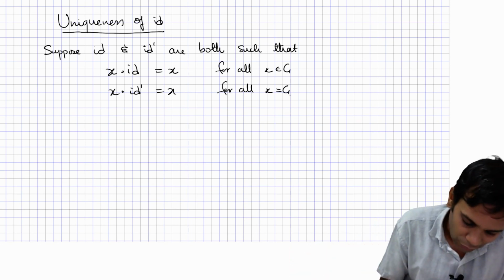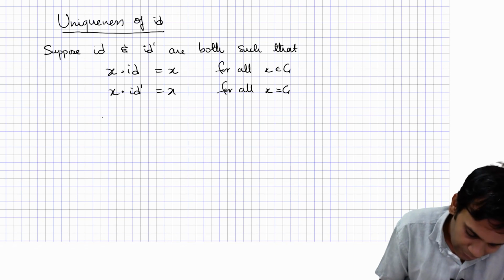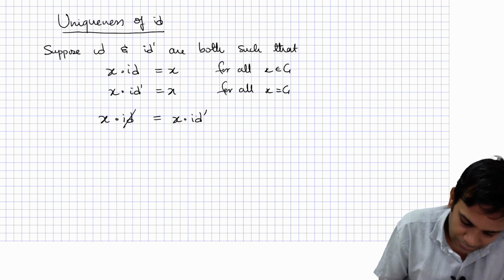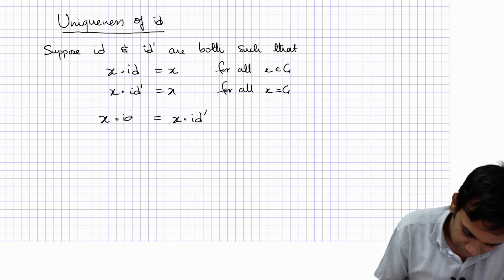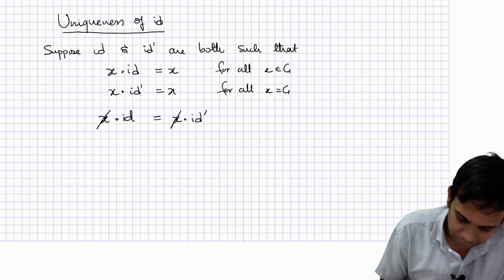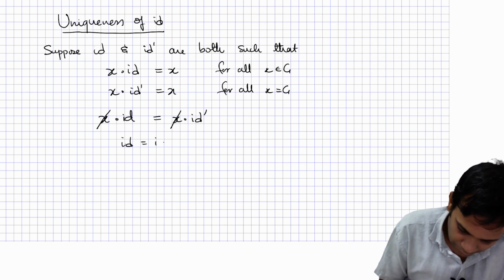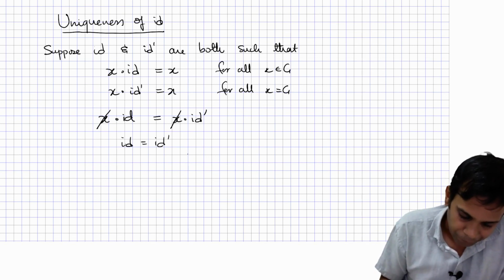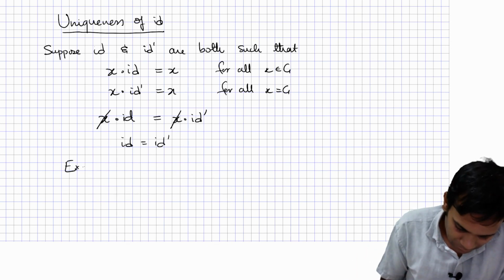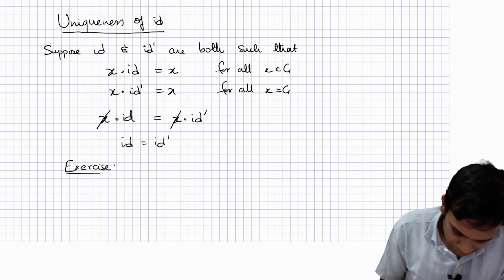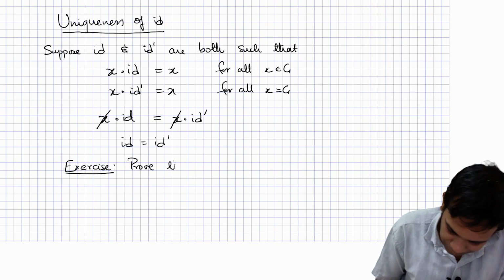Actually, you don't even need this for all x in G. Even if there's one such x, then what you get is x dot identity is equal to x dot identity prime. And then you use cancellation. I want to cancel the x. And you get identity is equal to identity prime using cancellation. So there's only one identity in any group G. And here's a little exercise for you. Prove the uniqueness of inverse.